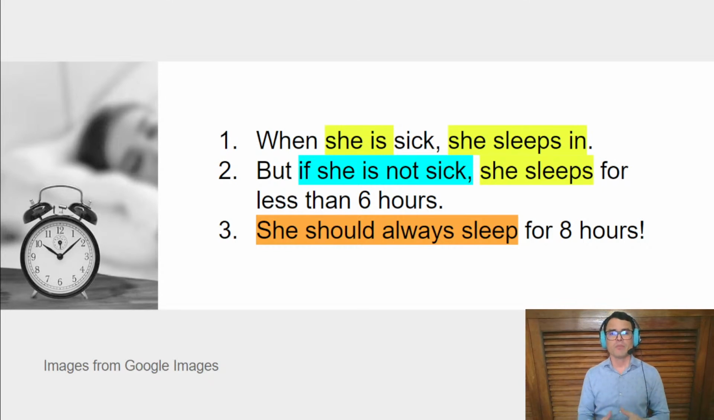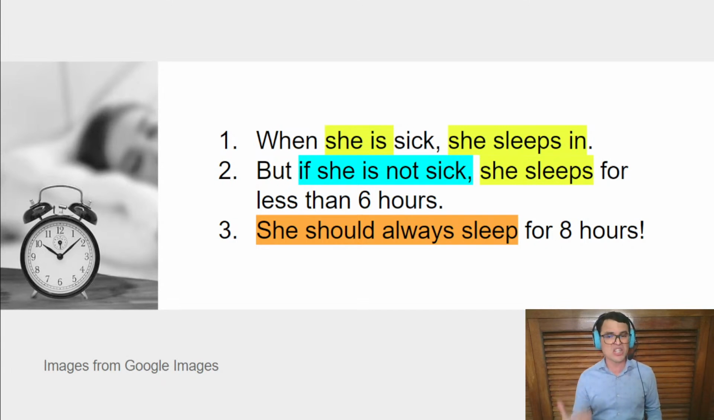Now condition, but if she's not sick, that is the condition. Conditional if, then she, the subject, and the verb in negative form is not. Then you have a fact, the result. She sleeps for less than 6 hours. Subject she, verb sleeps.